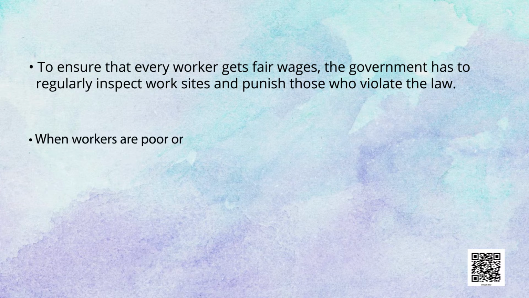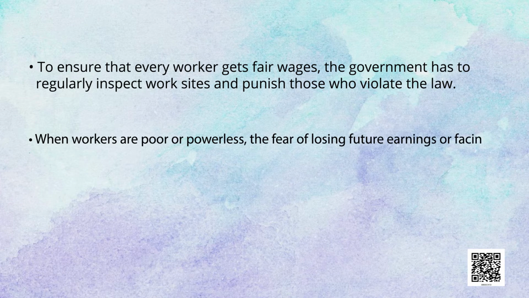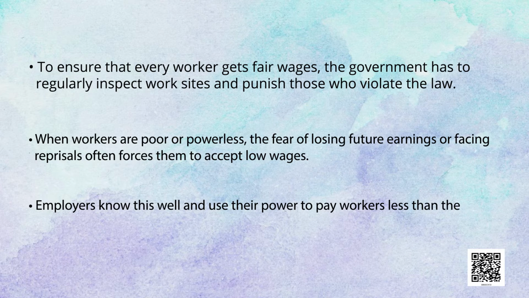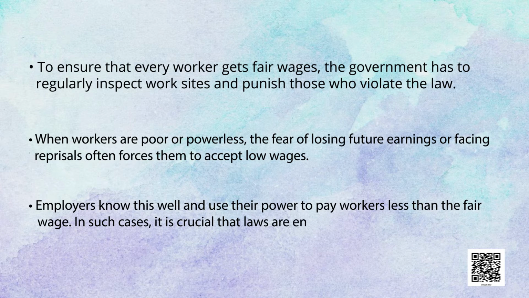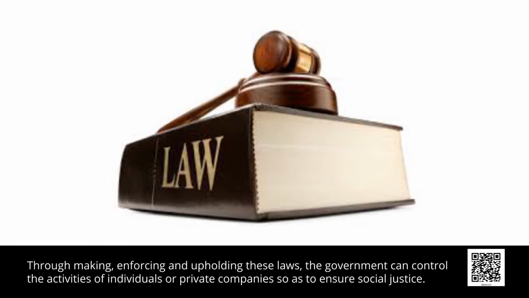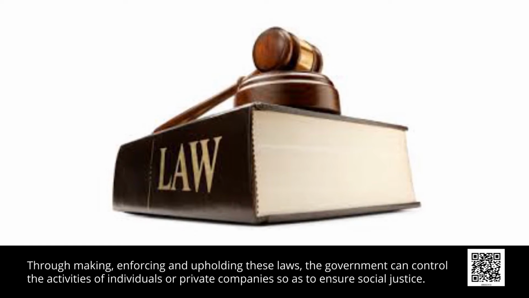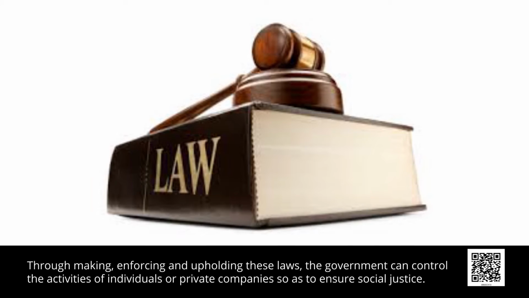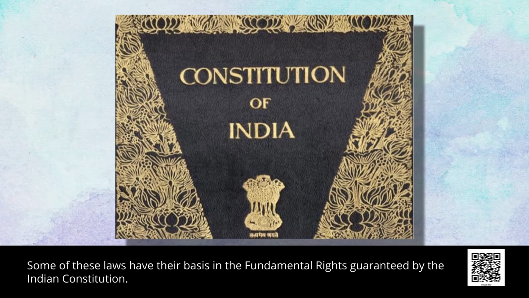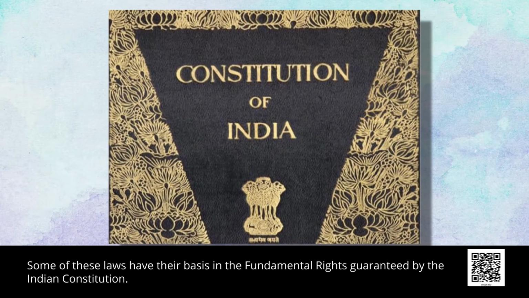When the workers are poor or powerless, the fear of losing future earnings often forces them to accept low wages. Employers know this very well and they use their power to pay workers less than the fair wage. In such cases, it is crucial that laws are enforced. Through enforcing and upholding these laws, the government can control the activities of individuals or private companies so as to ensure social justice. Some of these laws have their basis in the fundamental rights guaranteed by the Indian Constitution.